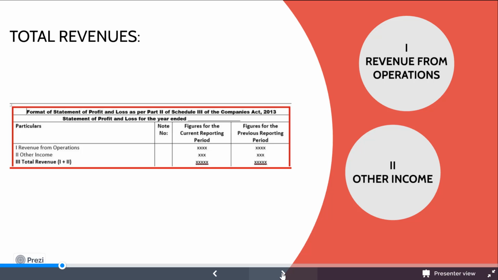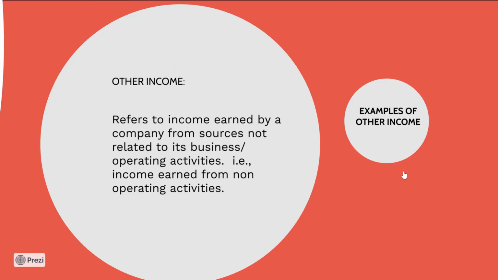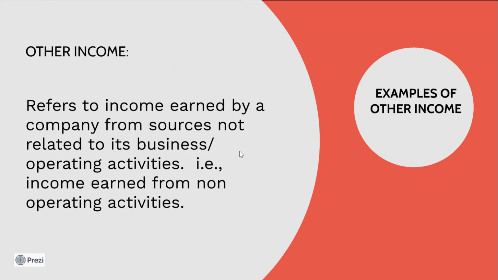So we've seen revenue from operations. We'll move on to part 2, which is other income. Now, what is other income? It refers to income earned by a company from sources which is not related to its business or operating activities. That is, income earned from non-operating activities of the company.